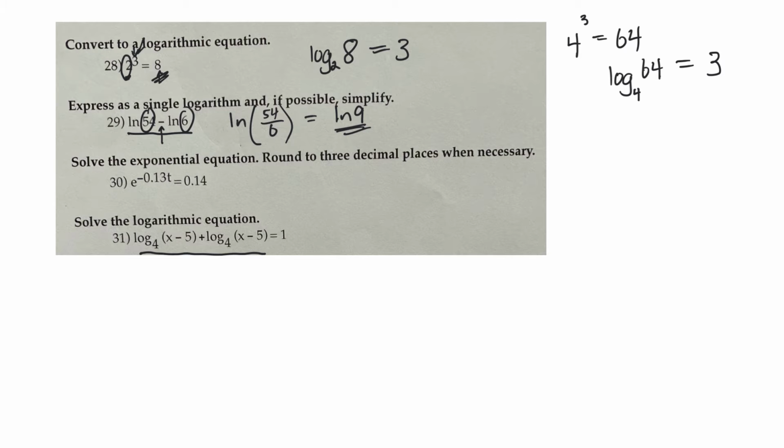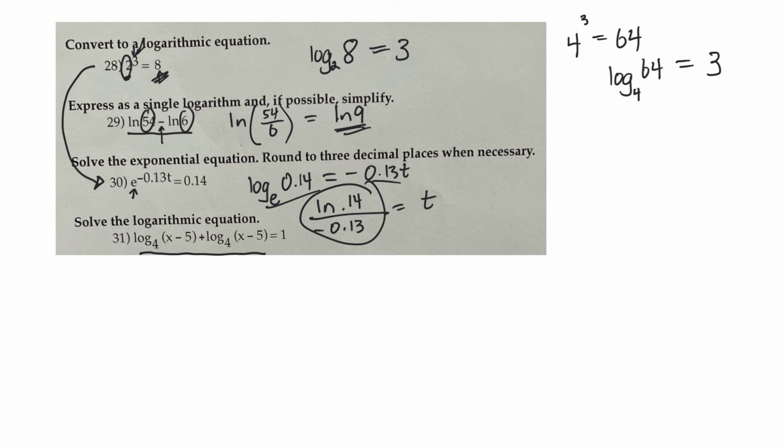Okay, this next question says solve the exponential equation. So this question, you have to know how to do 28 to figure out 30. So it'd be log base e, there's my base, of the value 0.14 is equal to the exponent, which is negative 0.13t. Now log base e is the same thing as ln, so this left side I could call ln of 0.14 divided by negative 0.13 is equal to t, because I just divided both sides by negative 0.13. And then just do that on your calculator.